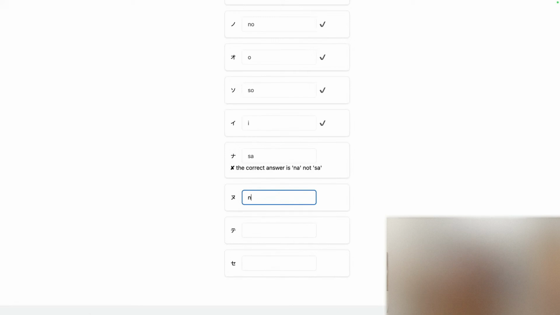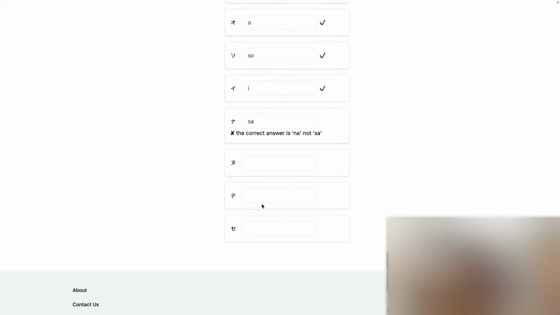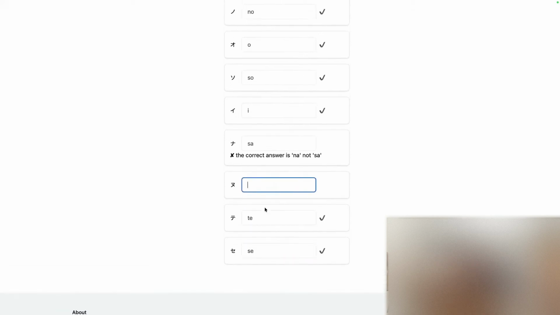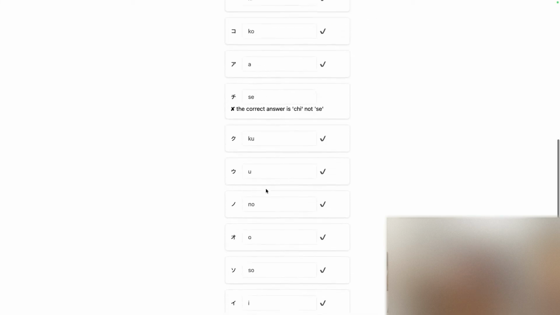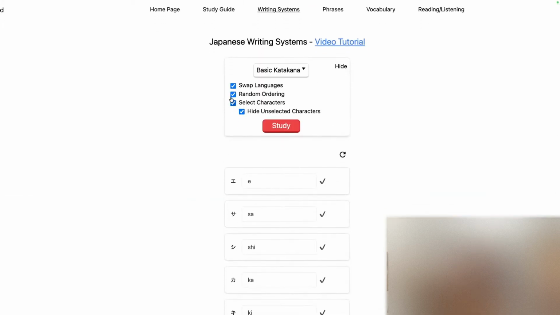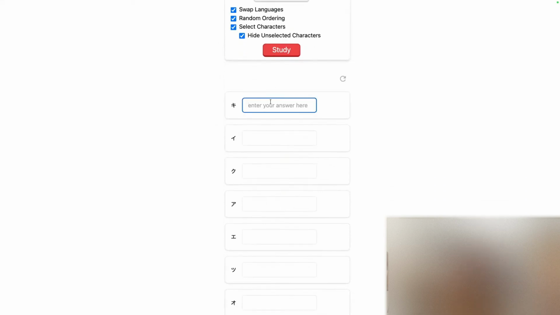This is, what is this? Let's slow down for a second. This is Te. This is Se. I think this is something with, this is a Nu. Okay. So that's quite a lot of mistakes, right? That's 3 out of 25. So what I'm gonna do is I'm gonna lock in, keep going until I get 100%, then move on to the next group of 5.